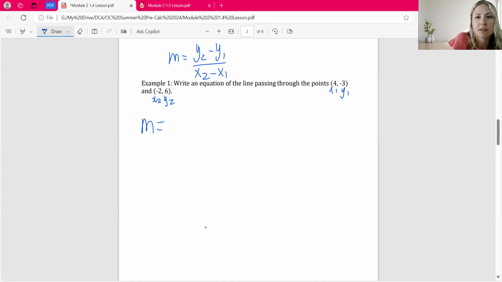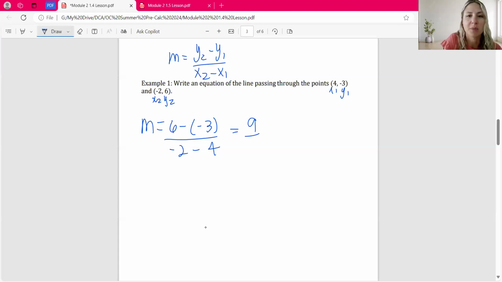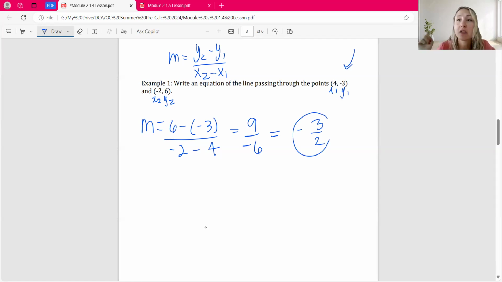So we'll do 6 minus -3 over -2 minus 4. Okay, and then we'll simplify this. So I'm going to have in my numerator 6 minus -3 is going to become 9. -2 minus 4, that's going to be -6. And so I can simplify this fraction to find the slope, which is going to be -3 over 2 is my slope.